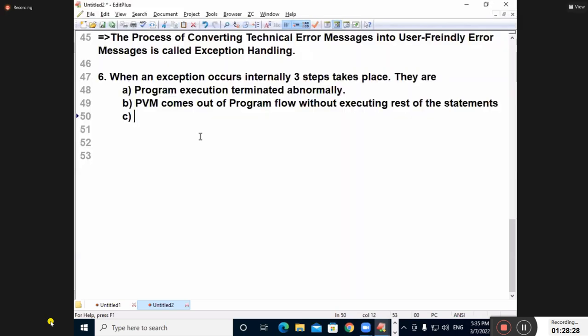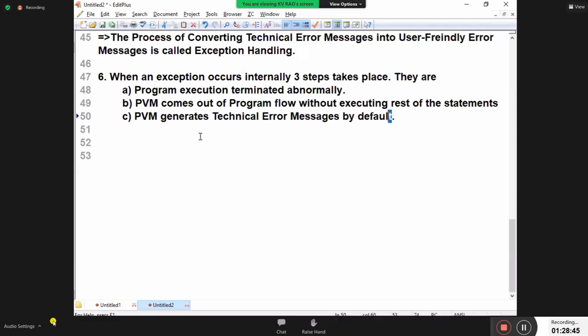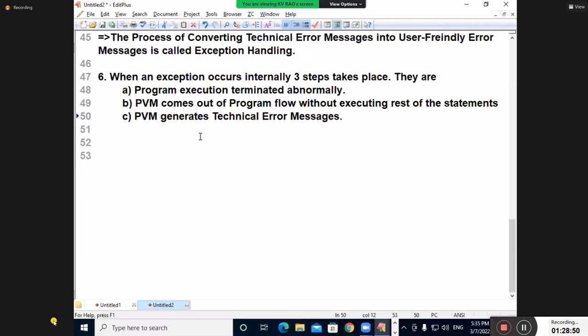PVM generates which messages? Very good. PVM generates technical error messages by default. Technical error messages by default, or in the beginning I will write it. By default PVM generates. I will write here. By default PVM generates which messages? Excellent. Is it recommended to generate technical error messages? No. Recommended to generate which messages? Yes. Up to the 6 points clear?